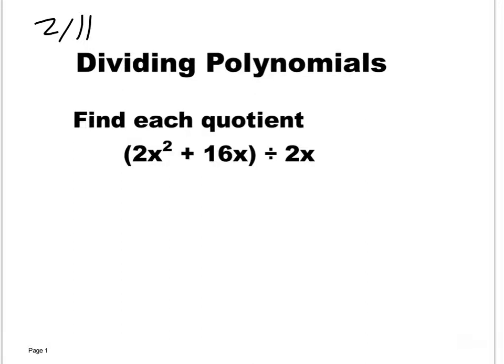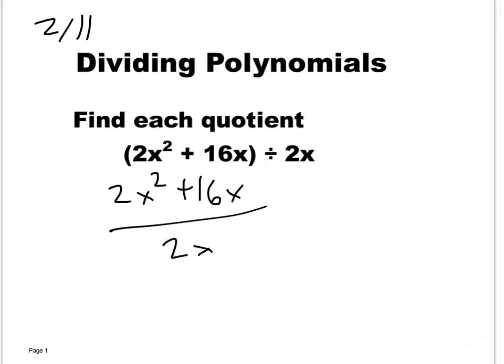Alright, today we're dividing polynomials. It's going to ask you to find the quotient of 2x squared plus 16x divided by 2x. So I can rewrite it like this, just so I can visualize what I'm doing. What I'm going to do is break up 2x squared plus 16x into 2x squared divided by 2x plus 16x divided by 2x.